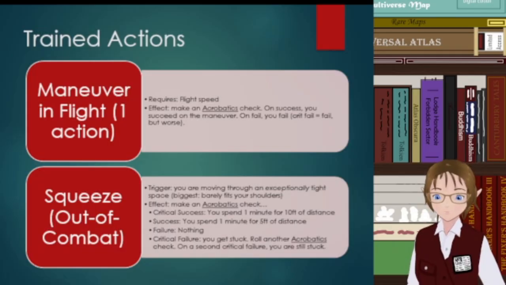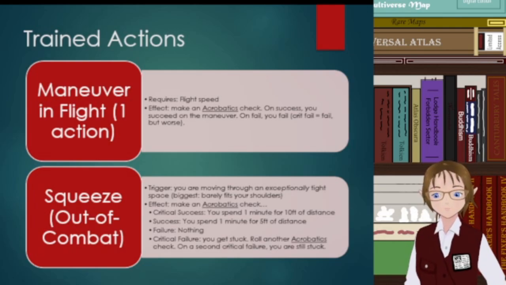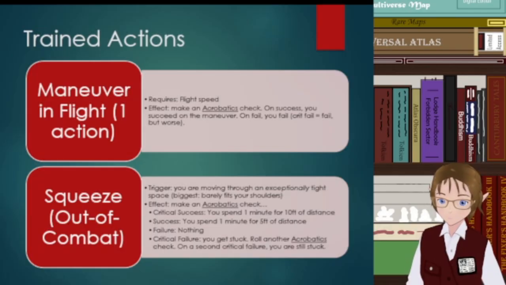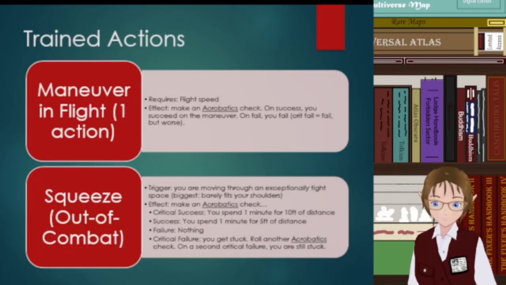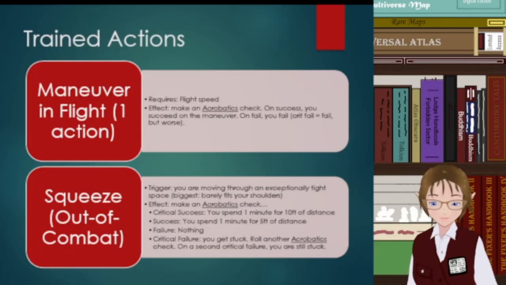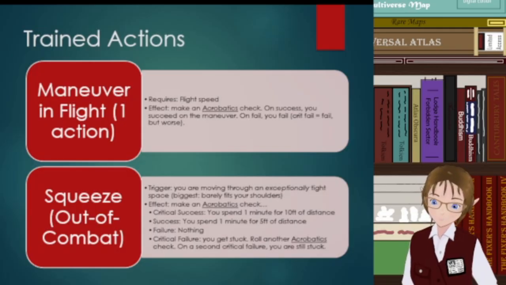The example given is for a trained check in Squeeze. The biggest space you can be trying to squeeze through is one that barely fits your shoulders. By the time you reach the legendary level, it can be a space as small as one that barely fits your head. The way that Squeeze is mechanically resolved is you roll an Acrobatics check versus the DC to squeeze through the space.